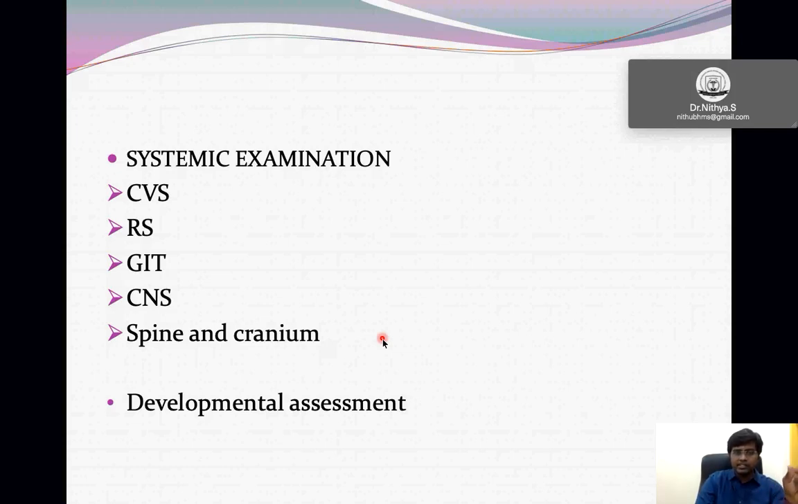Whatever you have asked in the history, you should be able to demonstrate in the child, that the child has been suffering from developmental delay, either in the language aspect, or the motor or social aspect. So that should be assessed.